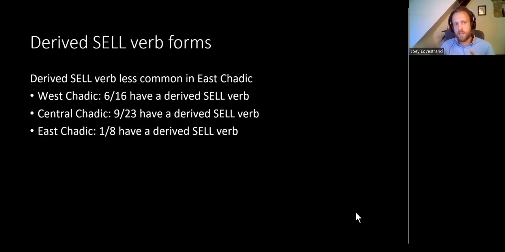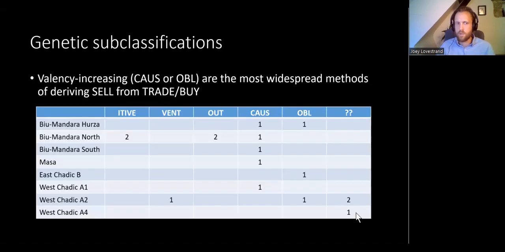One thing we do see is that in East Chadic, it's less common to have a derived version of the form of the verb for buy or trade to express sell. And in general, East Chadic languages seem to be a bit different in their morphology anyway. There's a lot less in terms of extension and directionals, so that may be a correlation there. But that's really the only pattern we see. Otherwise, you can't really predict or explain why some languages have chosen a derivational path towards expressing sell versus a new lexical stem for expressing sell.